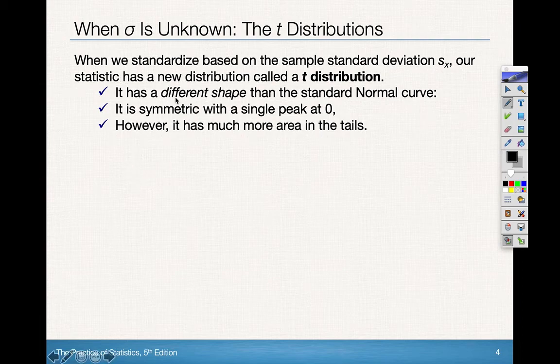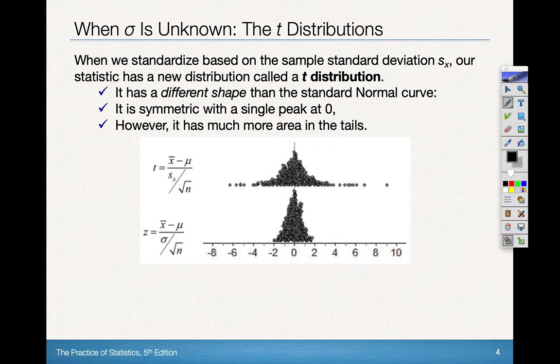It has a different shape than the standard normal curve. It is still symmetric. It is still single peaked. It looks almost the same, but what changes is the tail areas. Let's take a look. A t-distribution has more area at the tails. A normal z curve is more tight in the middle. More tail area. What does that mean to us?